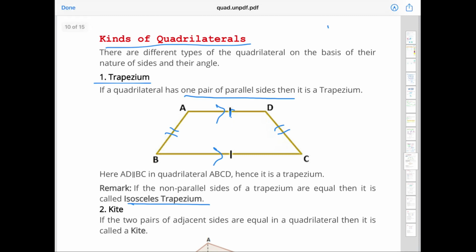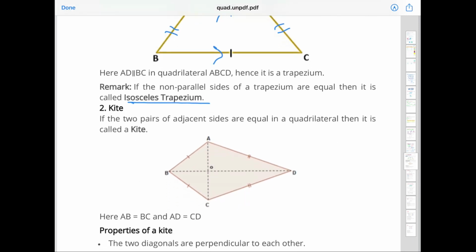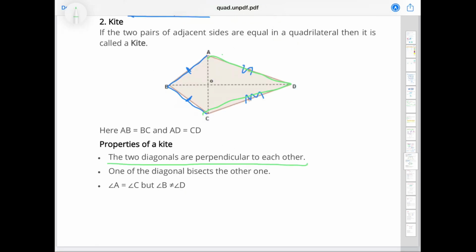The next figure is the kite. In the kite, the adjacent sides are equal. As you can see here, this side will be equal to this one, and this side will be equal to this one. So these adjacent sides are equal. In the kite, the two diagonals are perpendicular to each other, and one of the diagonals bisects the other. That means these two meet at 90 degrees, and OA will be equal to OC. Here angle A will be equal to angle C, but B will not be equal to D. So these are the properties of a kite.